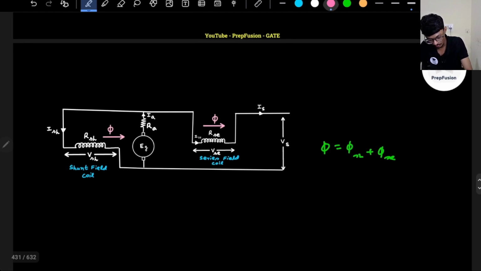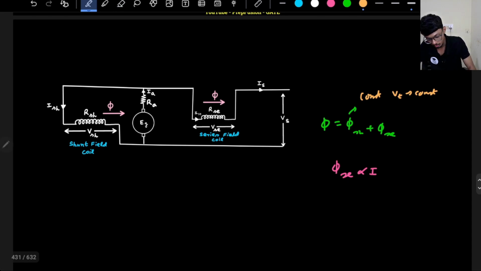My phi series will be proportional to the load current, and we assume that the shunt flux is almost constant, because we assume that the terminal voltage will almost remain constant. Why? I will say that. If the load current is now increased, then the armature current also will be increased, correct? Due to that, the series flux will be increased, right?